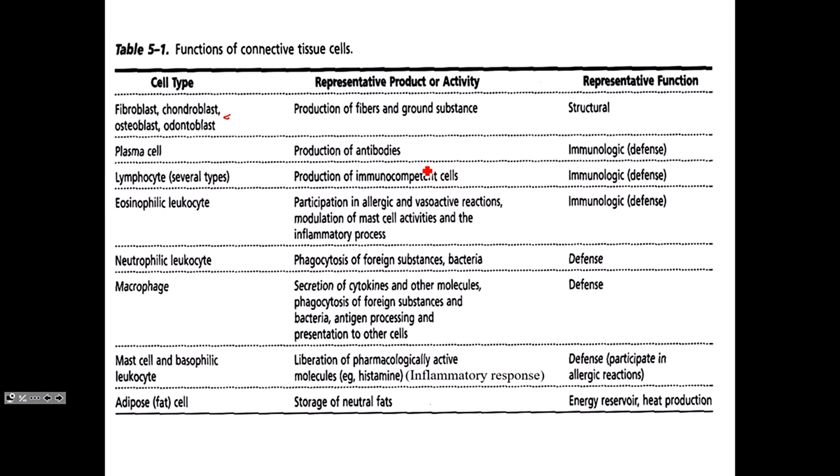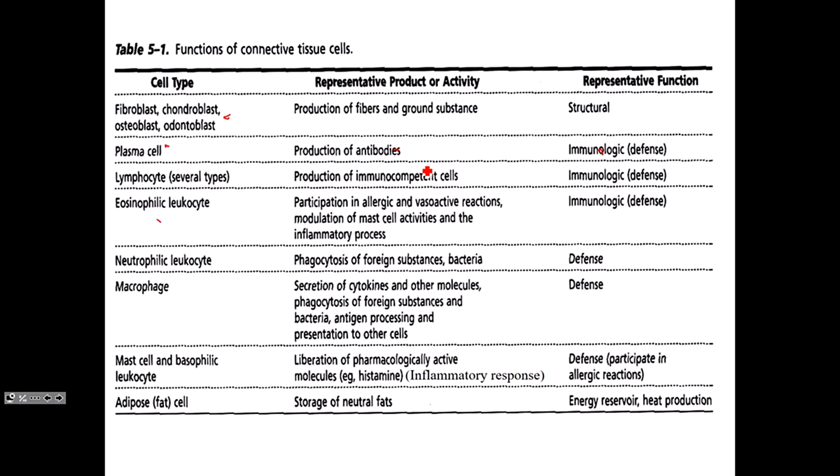And they produce fibrous material, which plays a structural role. Plasma cells derived from B lymphocytes will produce antibodies, so that's an immunological role. Lymphocytes, B cells can differentiate into plasma cells, but T cells are a type of lymphocyte that can participate in cytotoxic T cell killing. It can directly attach to a foreign pathogen and destroy it.